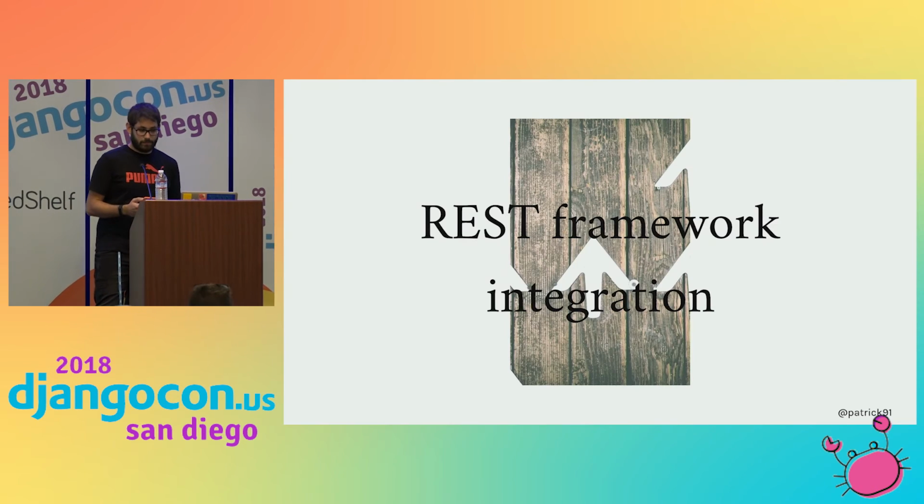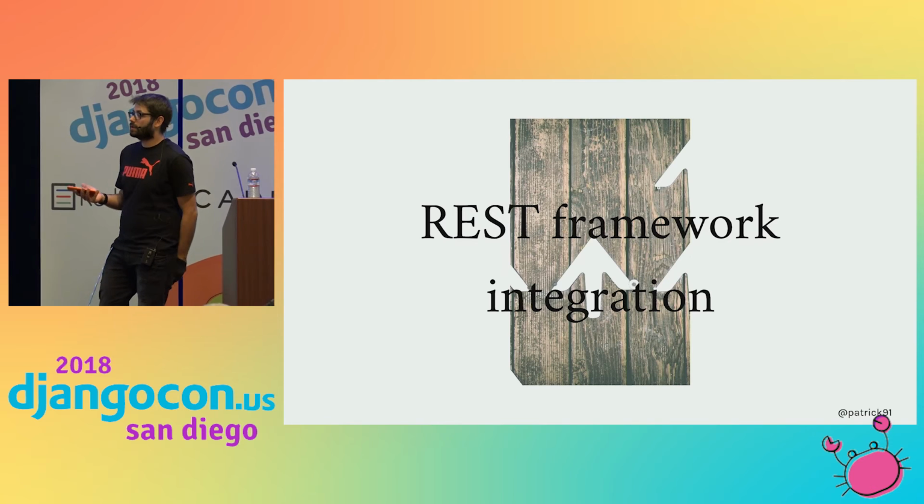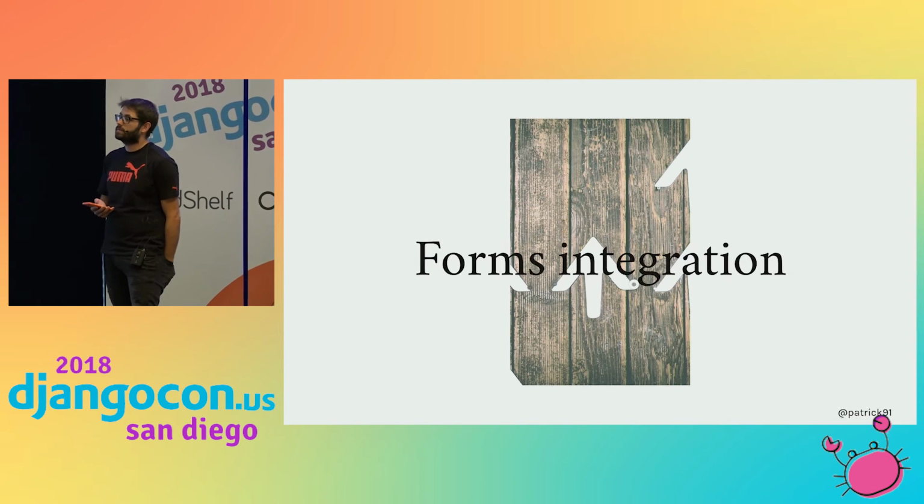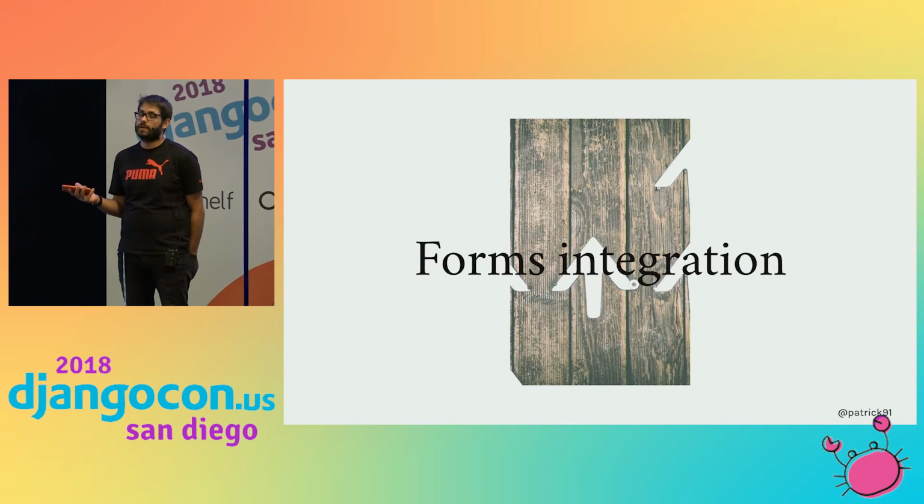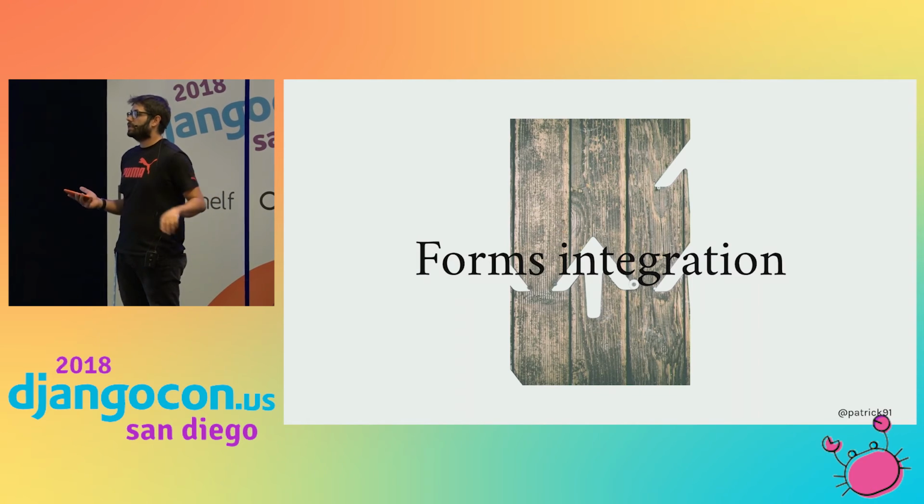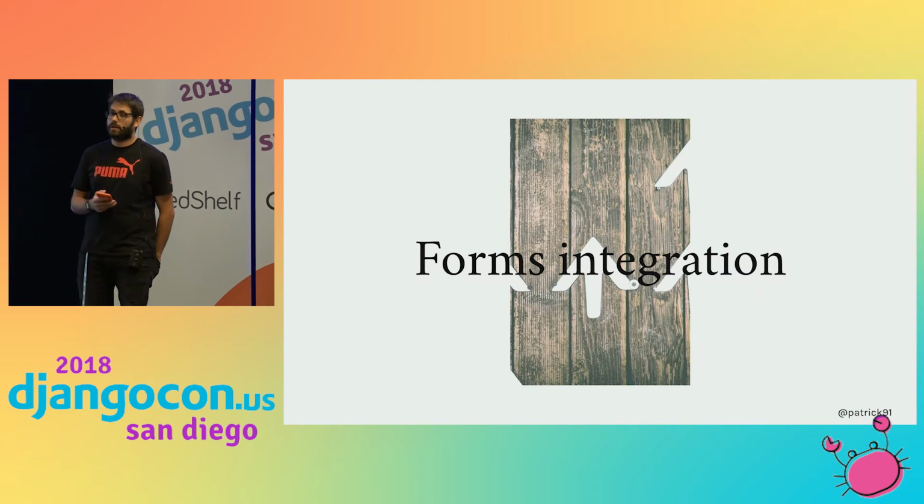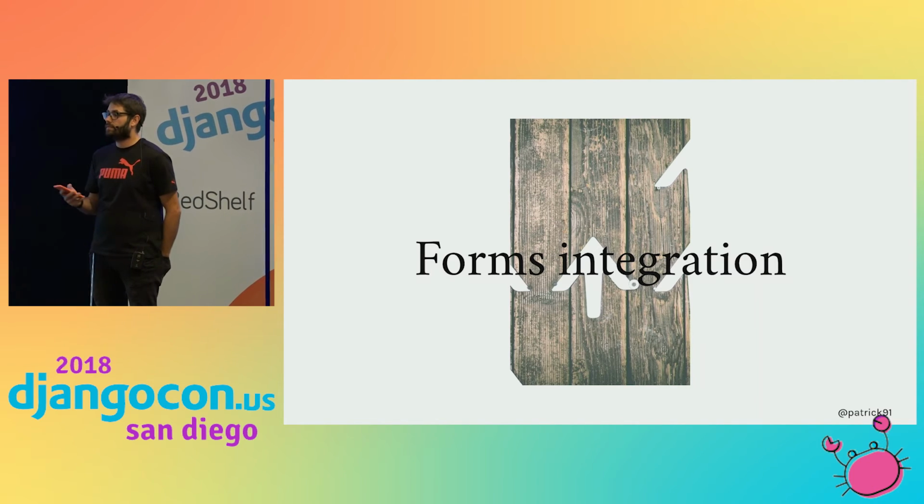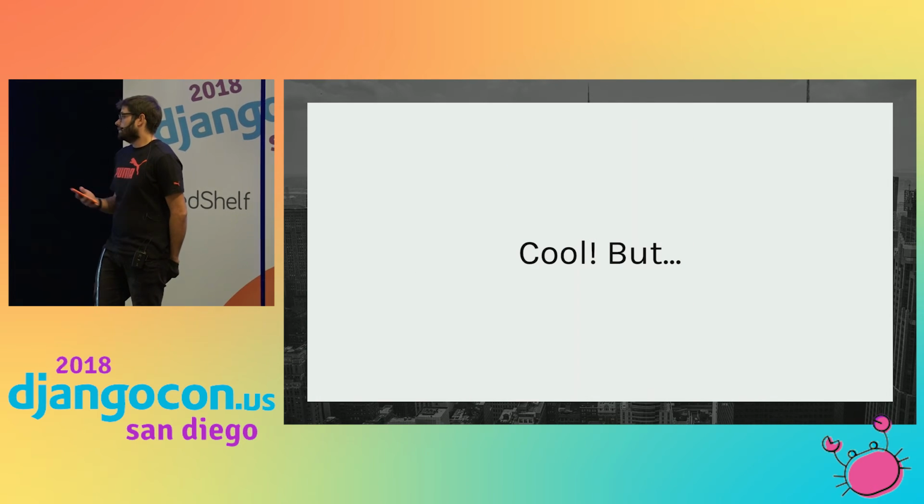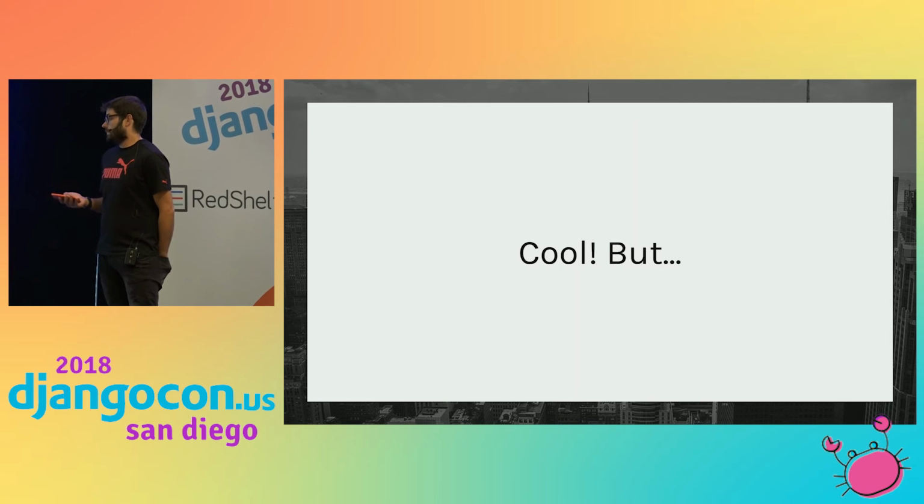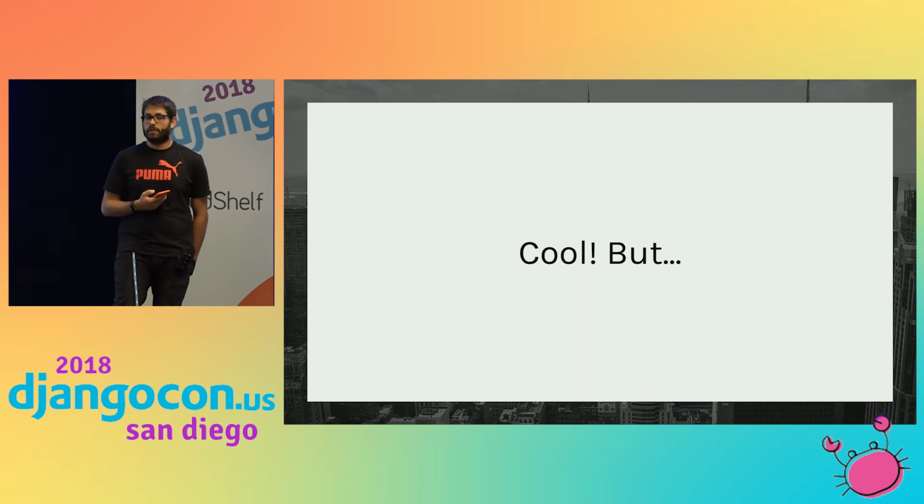There's also integration with REST framework and with Django forms. You can reuse the forms and the serializers that you have to create mutations. The problem is that this is still, I would say, in beta. It works, but it doesn't have all the features that we need. I'm going to be working on this during the sprints if you want to help and see how it actually works. So that's cool. It's really nice, at least in my opinion.